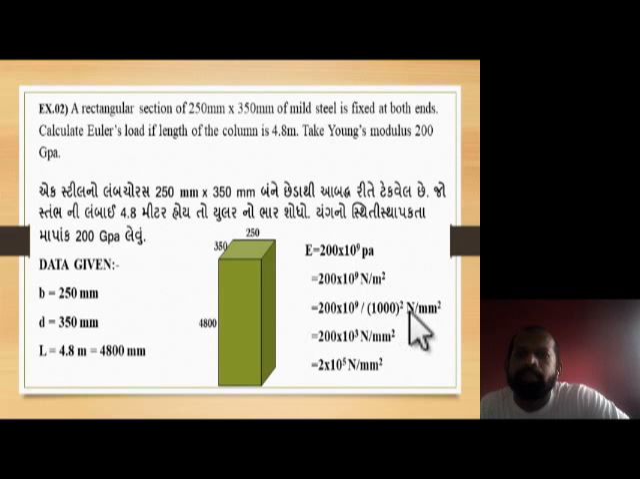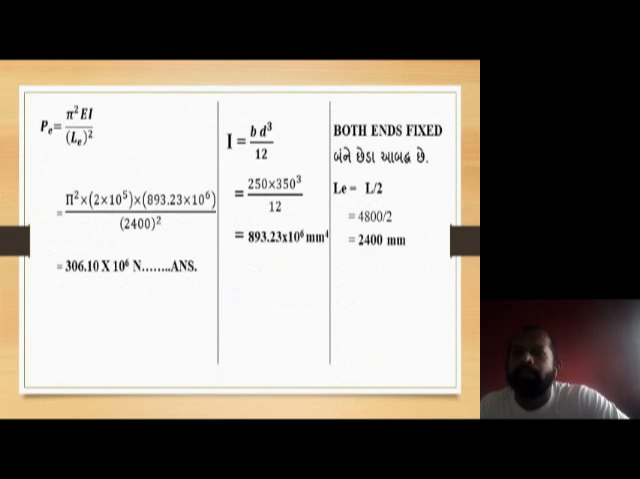So the unit is Newton per millimeter square. Here is 10 raised to 6 in the denominator and the numerator has 10 raised to 9. By solving this equation you will get 200 into 10 raised to 3 Newton per mm square. So it is 2 into 10 raised to 5 Newton per millimeter square. So 200 gigapascal is equal to 2 into 10 raised to 5 Newton per mm square.